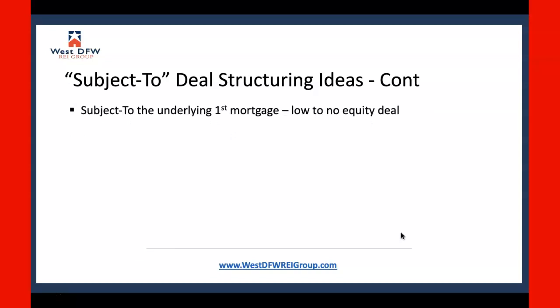Next one is subject to the underlying first. Again, a low to no equity deal with nothing down. Your seller pays you a fixed amount of cash to take over the mortgage. So this goes really towards the people that have bad credit, or it could be good credit if they're willing to pay the cash. Again, low to no equity deal, so the seller gets nothing. The seller is going to pay you so much cash for you to take over the mortgage. And again, that's because there's no equity in it.